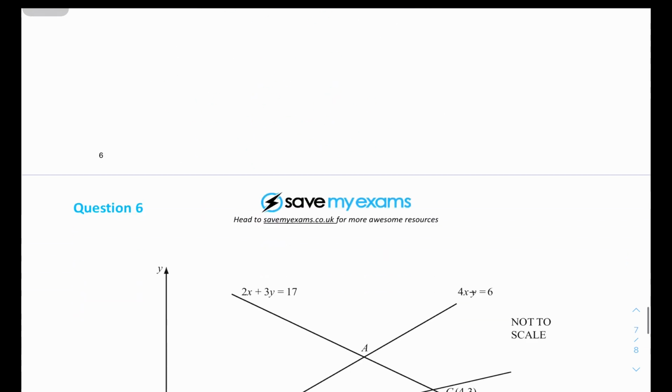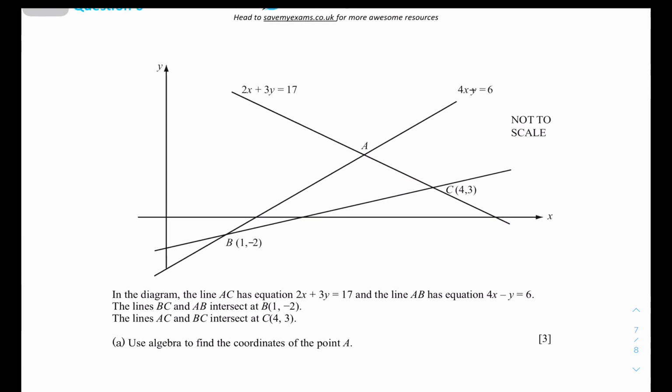And moving on, we have question 6. The diagram shows the line AC, so this is AC, and the line AB for this. Let's just write it clearer: 4x minus y equals 6.